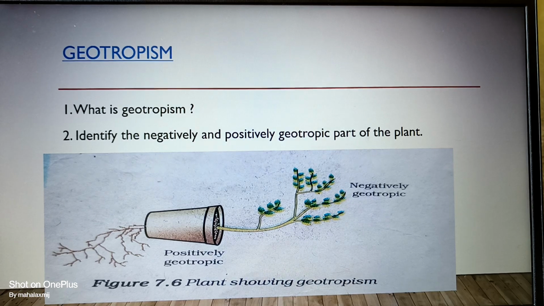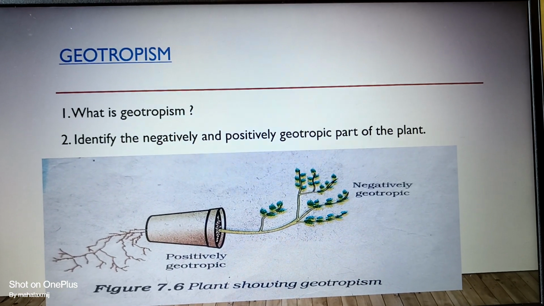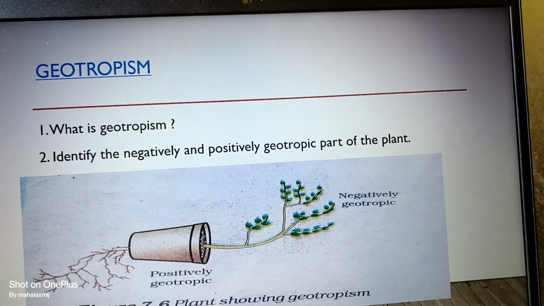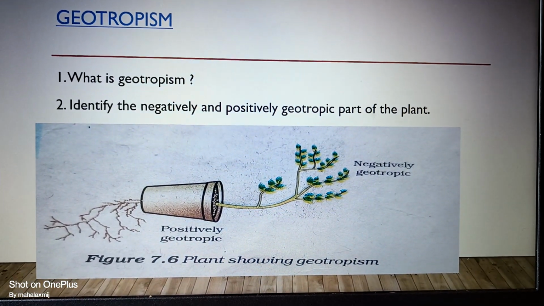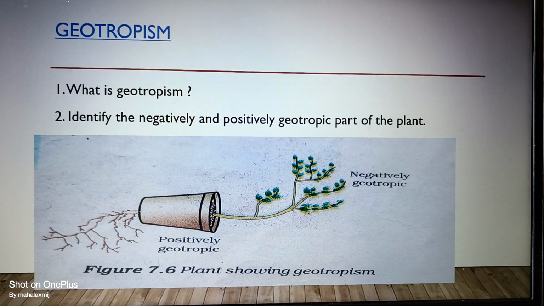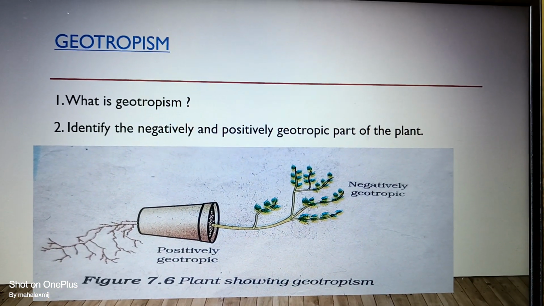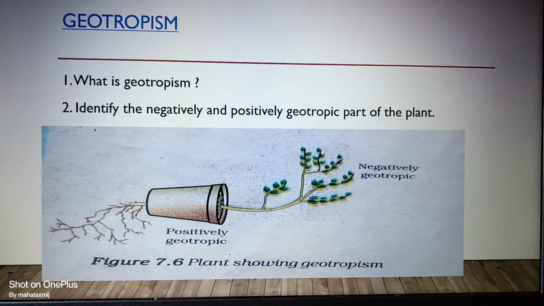And the next comes is geotropism. So geotropism is growing of a plant towards the gravity or attraction towards the gravity. So first one is what is geotropism. Then the question will be asking which is negatively geotropic and positively geotropic.